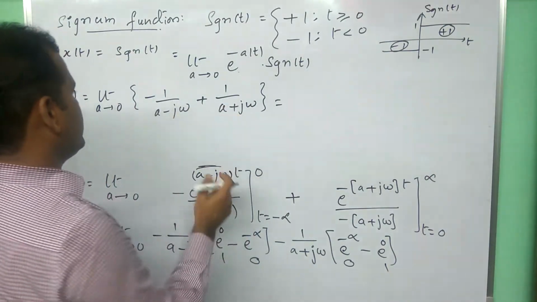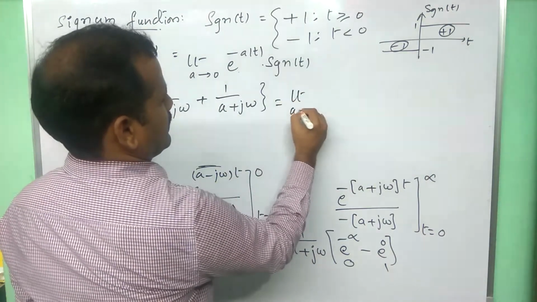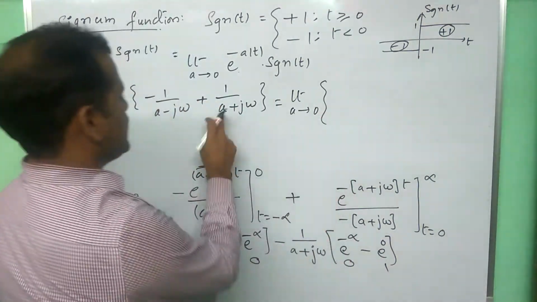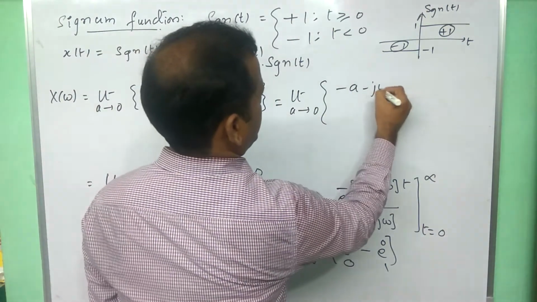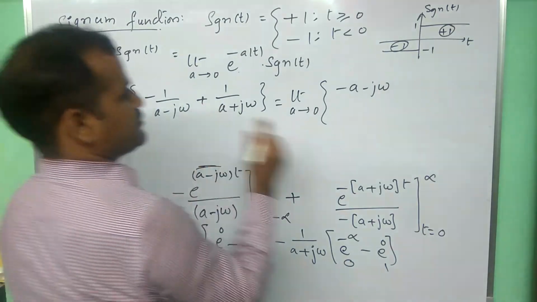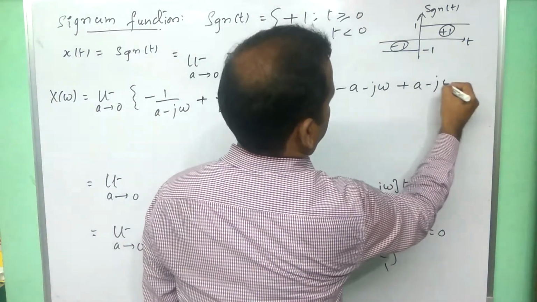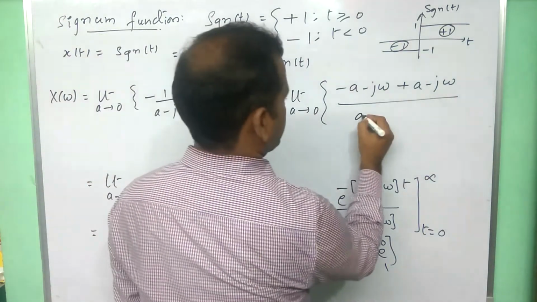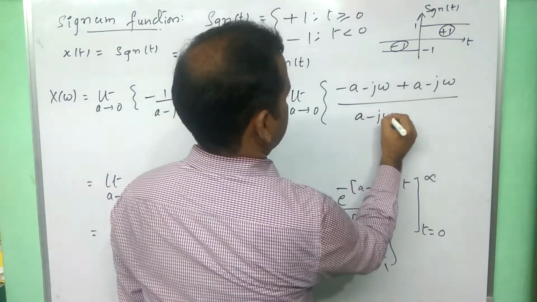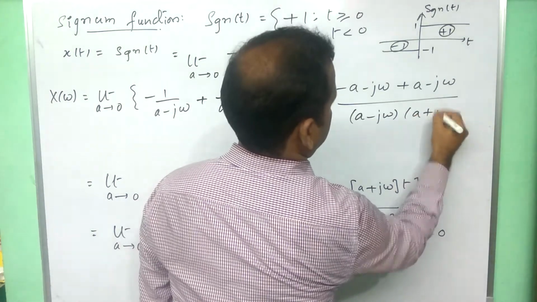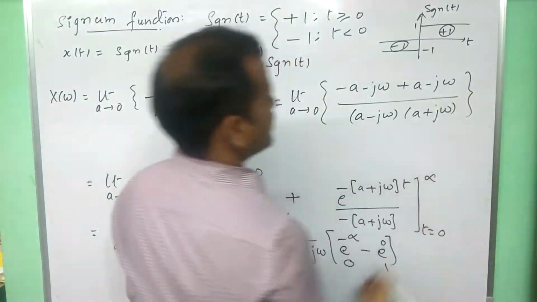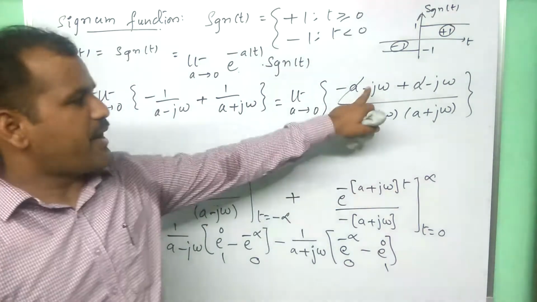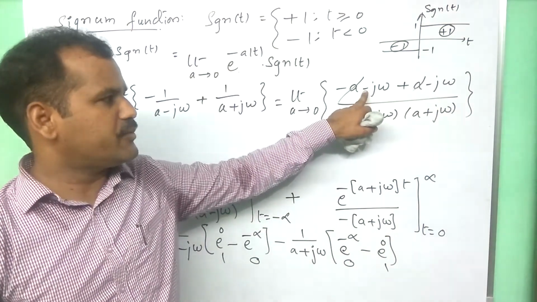Let us cross multiply and simplify this one. Limit a tending to 0, this is minus (a minus j omega), this is (a minus j omega), divided by this multiplication, we know (a minus j omega) into (a plus j omega). Here cancellations: a cancels and minus 2j omega in the numerator.